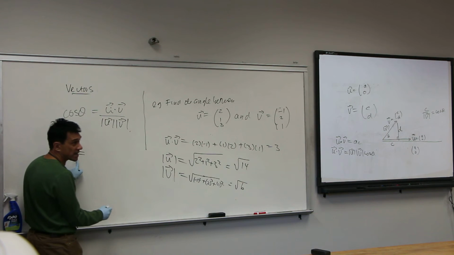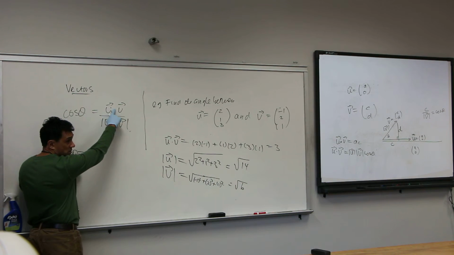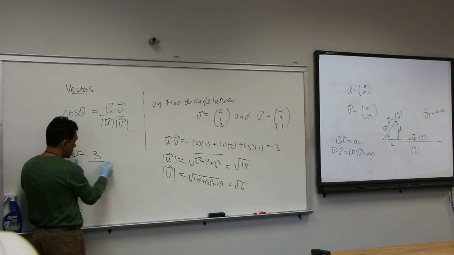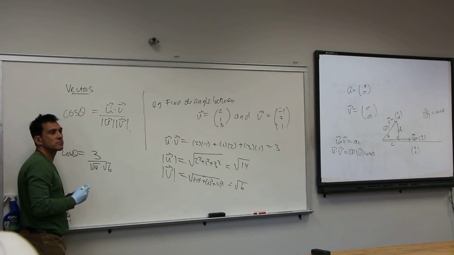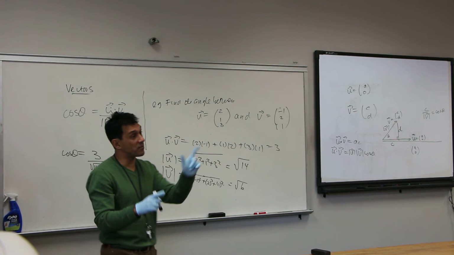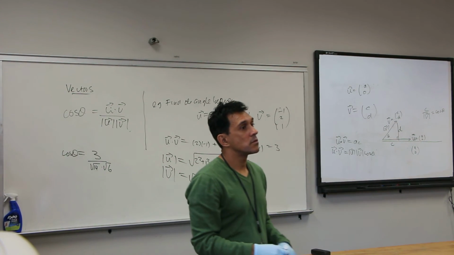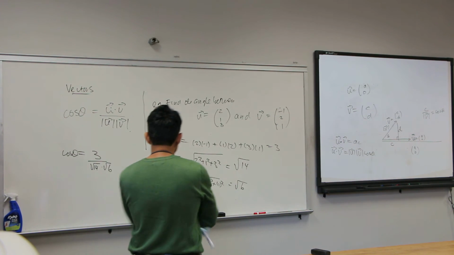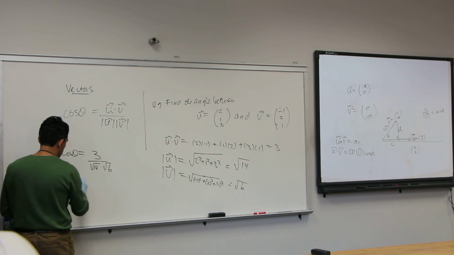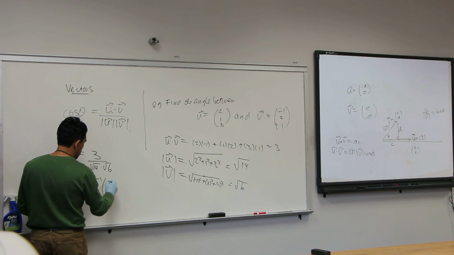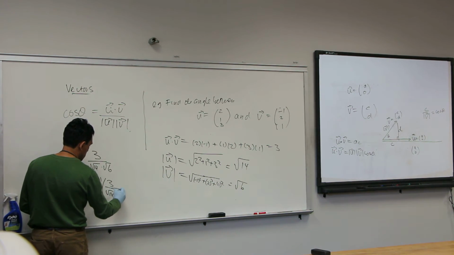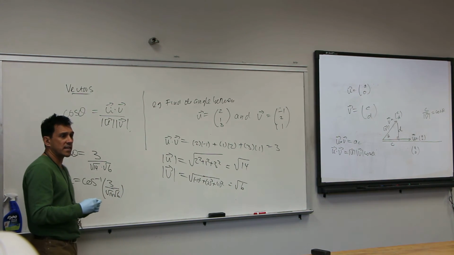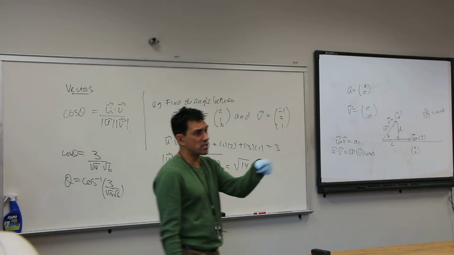The cosine of the angle between those two vectors is the dot product divided by the lengths. And then I'll do my inverse cosine and I'll have the angle. Clear? Who can tell me what angle that is in degrees? Make sure you calculate it in degrees.